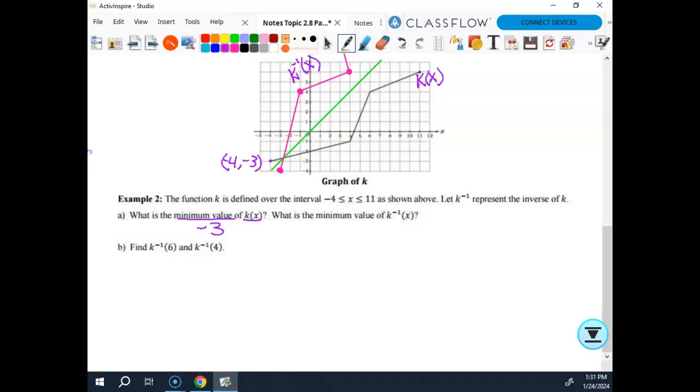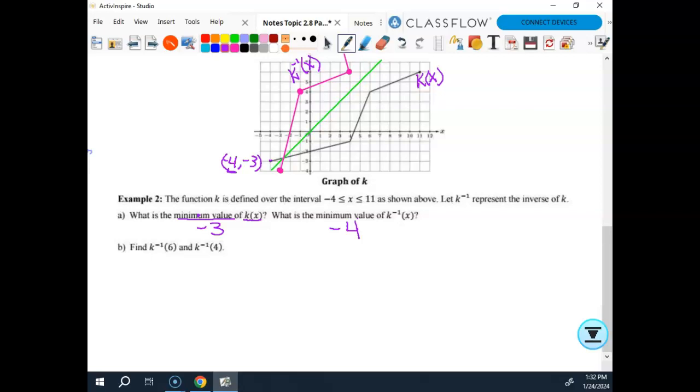Then it asks me the minimum value of k inverse. Well, now I graphed it so I can figure that out. What is the minimum value? -4. Okay. But let's say that I didn't graph it, or I couldn't graph it, or whatever. Then remember that x and y switch. If I want the minimum y value, that's what my minimum value is. Since x and y change places with the inverse, the minimum value is the minimum x value of the original one. And that's what that is right there. Okay? That was my minimum x.